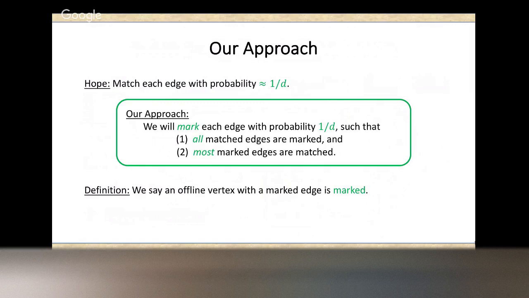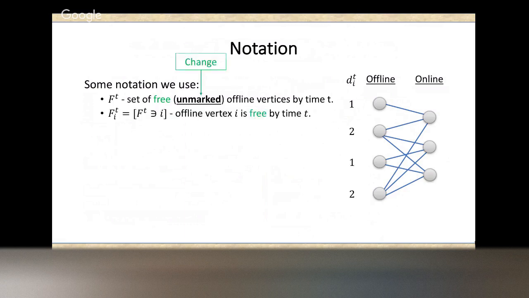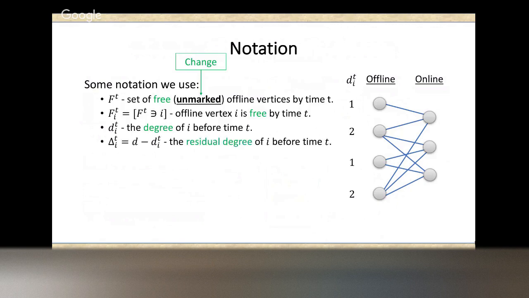Okay, and this is just what I said. A quick recap of notation. It's going to be pretty much what we said before, with just a slight modification of one thing. So Ft will be the set of free, but this time free means unmarked, vertices at time t. Fti, as before, is an indicator for whether or not you're free at time t, dti is the degree at time t, and delta ti will be the residual degree at time t. Here we know that the graph is regular, and therefore we can compute this ahead of time. We have more general things that I was saying earlier, which we'll get to now.